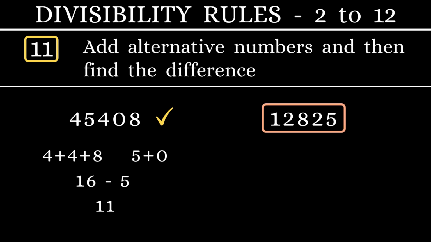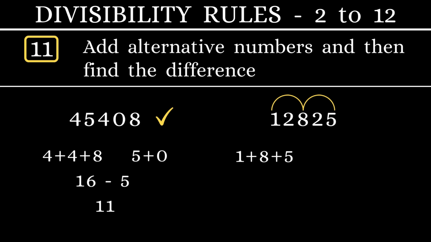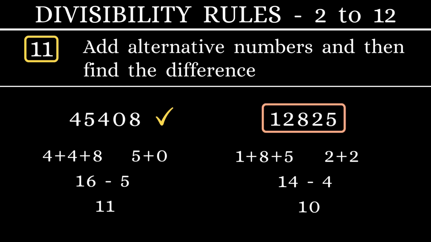Next example, 12,825. So let's add the alternate digits. 1 plus 8 plus 5 is 14. 2 plus 2 is 4. The difference 14 minus 4 is 10, which cannot be a multiple of 11. Hence, we can say that the given number is not divisible by 11.